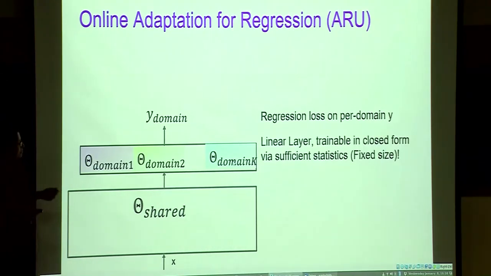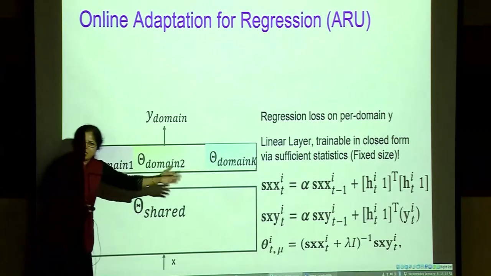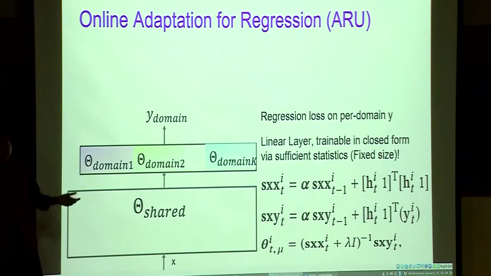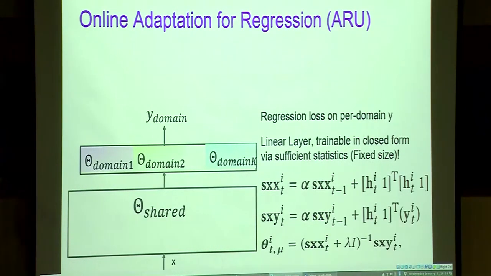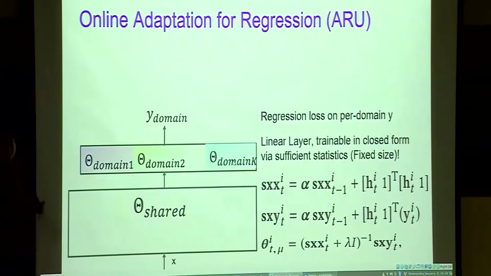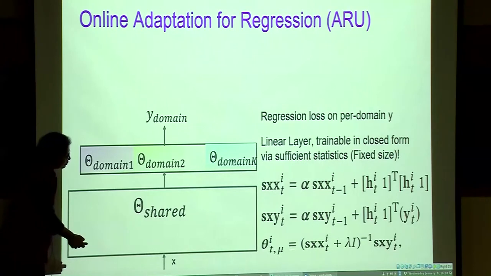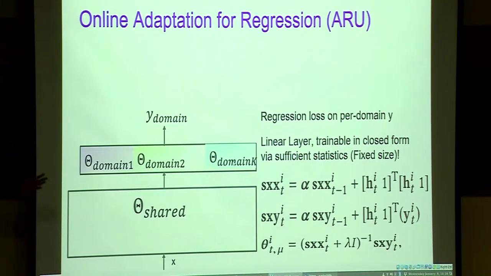Because it is closed form, you can calculate the domain specific parameters by just maintaining a bunch of sufficient statistics. You just have to maintain the covariance matrix and the matrix of X to Y correlations, and you are able to get the domain specific parameters in closed form using this matrix inversion formula. For people, it's not supposed to get into the math of it, but the summary is that you can solve for these domain specific parameters in closed form without using iterative gradient descent.